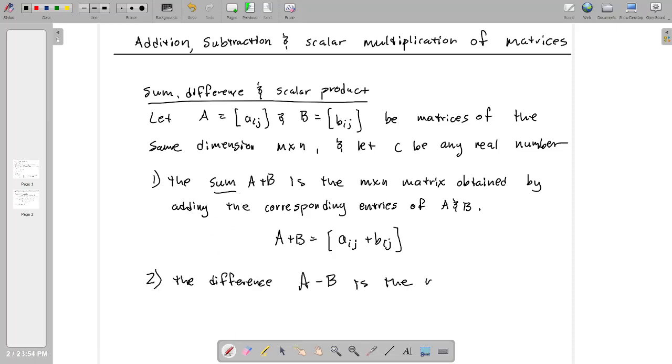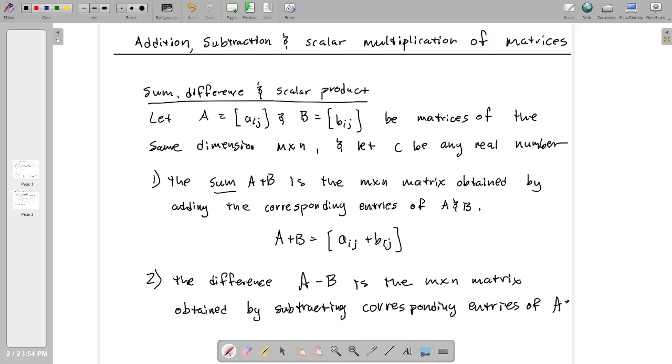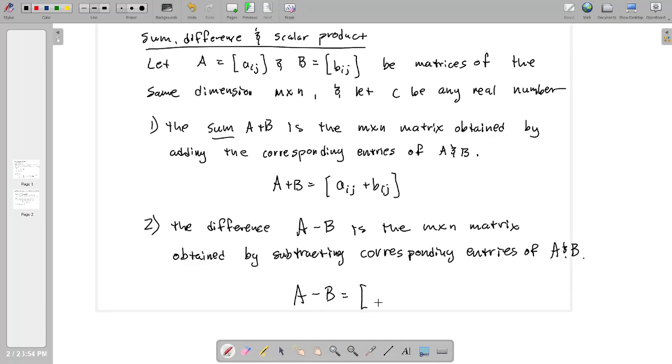2. The difference, A minus B, is the m by n matrix obtained by subtracting the corresponding entries of A and B. So A minus B equals A_ij minus B_ij. Now, this is done exactly the same way. If they're in the exact same location within their respective matrix, and we're subtracting A minus B, then we subtract those entries. So again, B11 will subtract from A11, B12 from A12, B45 from A45, and so on, for every single entry within the matrix.